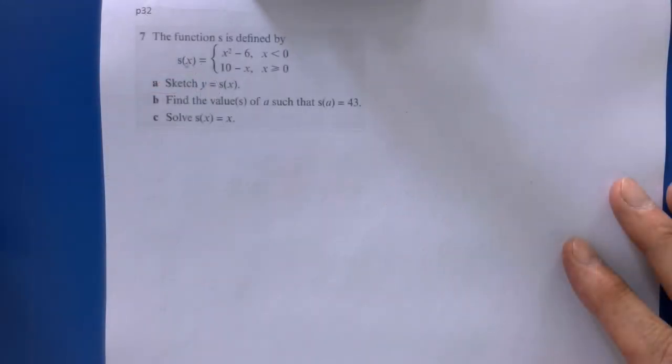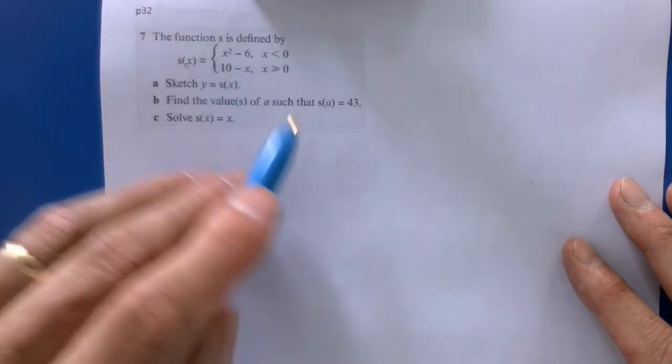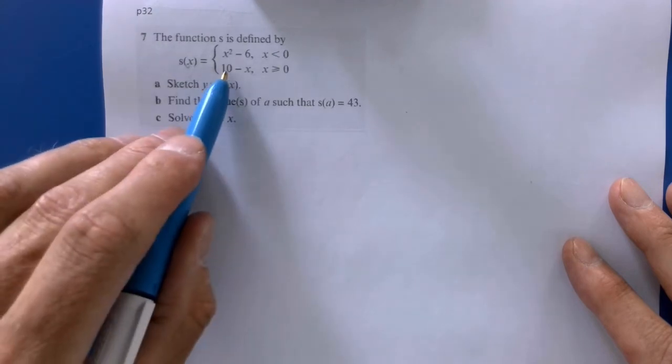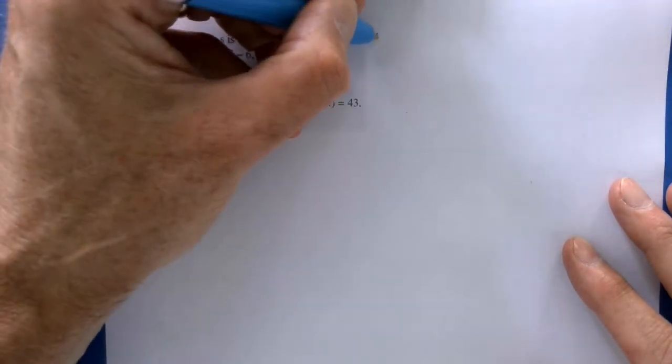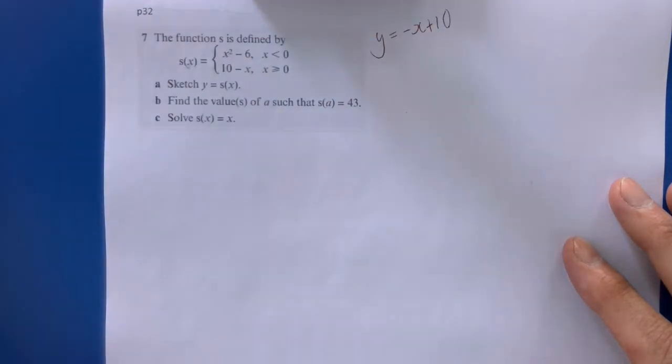Okay, here's one more to try. Have a go at sketching this one first. 0 is the key value, so that makes it quite nice and easy. And remember, when drawing that, I effectively think of that as -x plus 10. That's the way I think of that one.